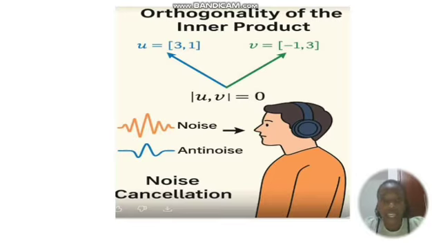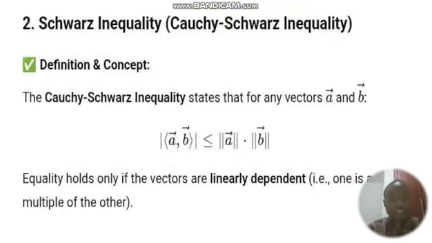We can see there is a vector u, which is (3, 1), and the vector v, which is (-1, 3). When you take their inner product, it equals 0, which means there is no noise. The noise is cancelled. So that's how the orthogonality of the inner product is used in noise cancellation. Yes, let's now shift to another part, which is the Cauchy-Schwarz inequality.